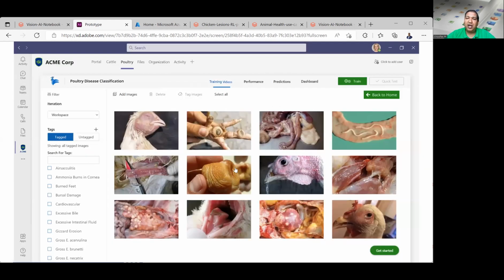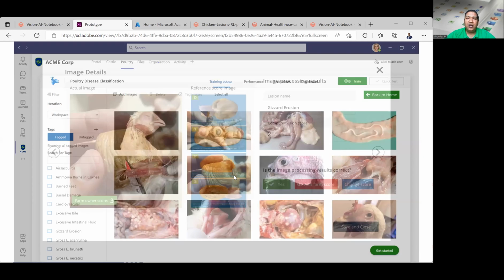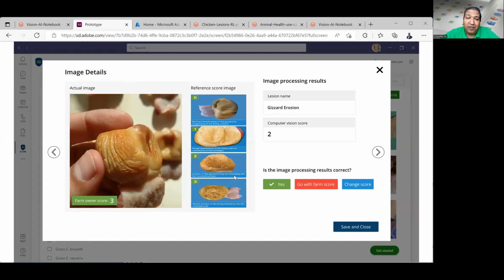Similarly, for other scenarios, let's look at this other piece of a chicken, right? A gizzard. And here again, the scenario is the farm owner is scoring this as a worse problem, number 3, but the machine learning has come up with a score of number 2. So in this particular case, we're going with the farm score and moving ahead.